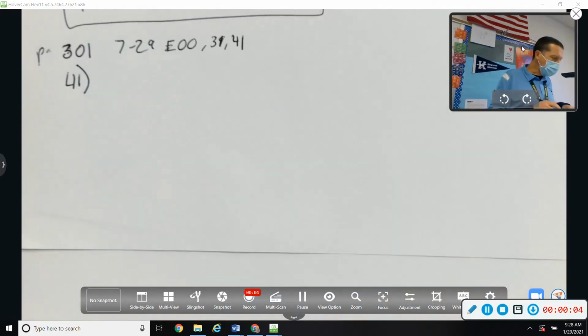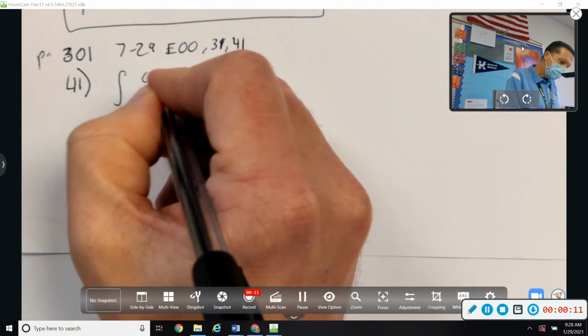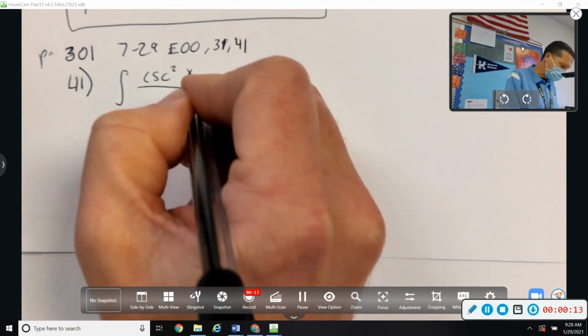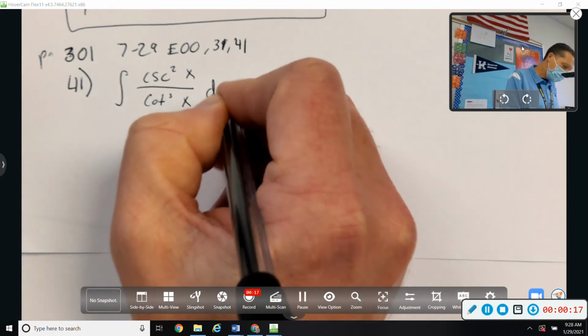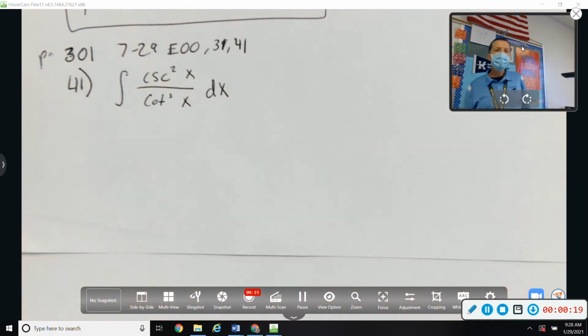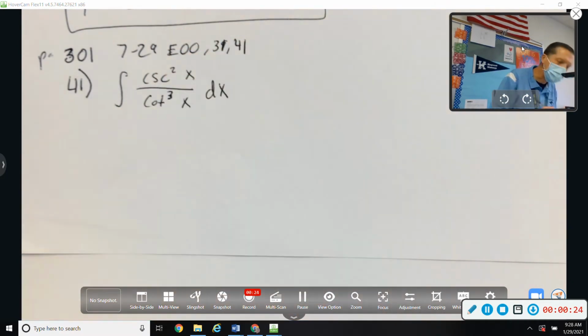All right, number 41 from page 301. Yuck is my first reaction to this problem. The integral of cosecant squared over cotangent cubed dx.